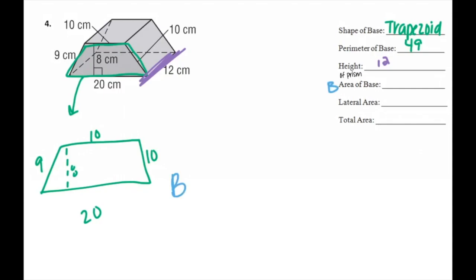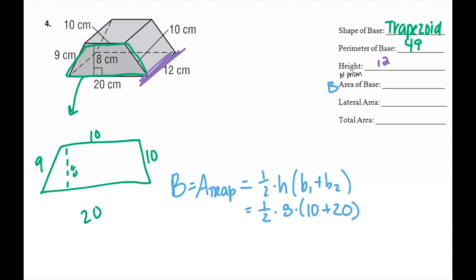All right, area of the base. We use big B for area of the base. And in this case, the base is a trapezoid, so we're finding the area of a trapezoid. So 1/2 times the height, B1 plus B2. Let's do it. Height is 8. 10 plus 20 for the bases. 120 for the area of the base. All right, so now we have enough information for the lateral area and the total area.